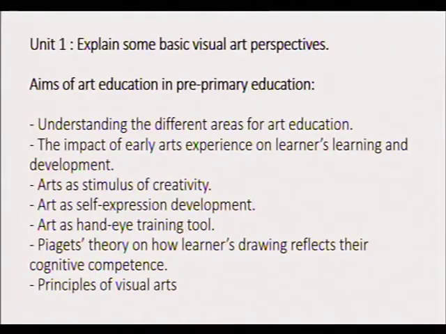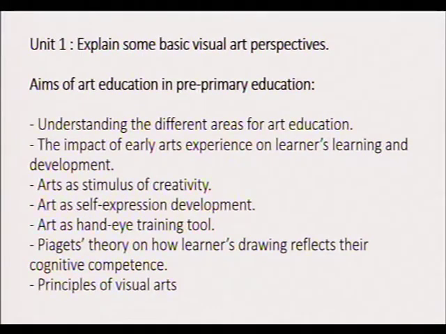Okay, and then the next point talks about the theory, and we focused only on Piaget's theory on how learners' drawings reflect their cognitive competence. Understand what cognitive is? That should be your homework. I want you to find the meaning of that specific word, but it has to do with the processing mind system. And you must look at the stages of development. I think they are in your book.